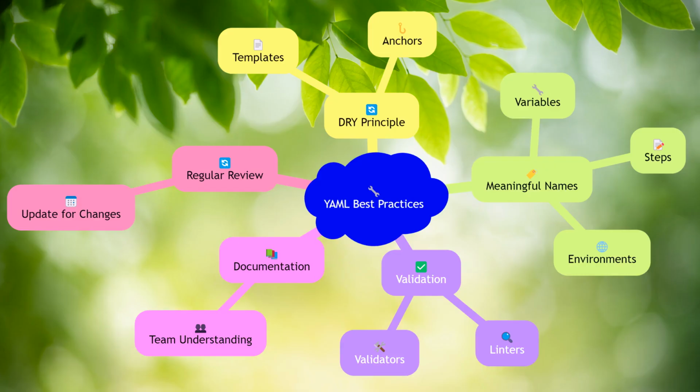When designing and implementing YAML environments, it's crucial to follow best practices to ensure maintainability and scalability. Some key practices include: 1. Keeping your YAML files DRY, don't repeat yourself, by using templates and anchors. 2. Using meaningful names for environments, variables, and steps. 3. Validating your YAML files using linters and validators. 4. Documenting your YAML configurations to make them understandable for all team members. 5. Regularly reviewing and updating your YAML files to adapt to changing requirements. Following these practices will help you create robust and efficient YAML environments.